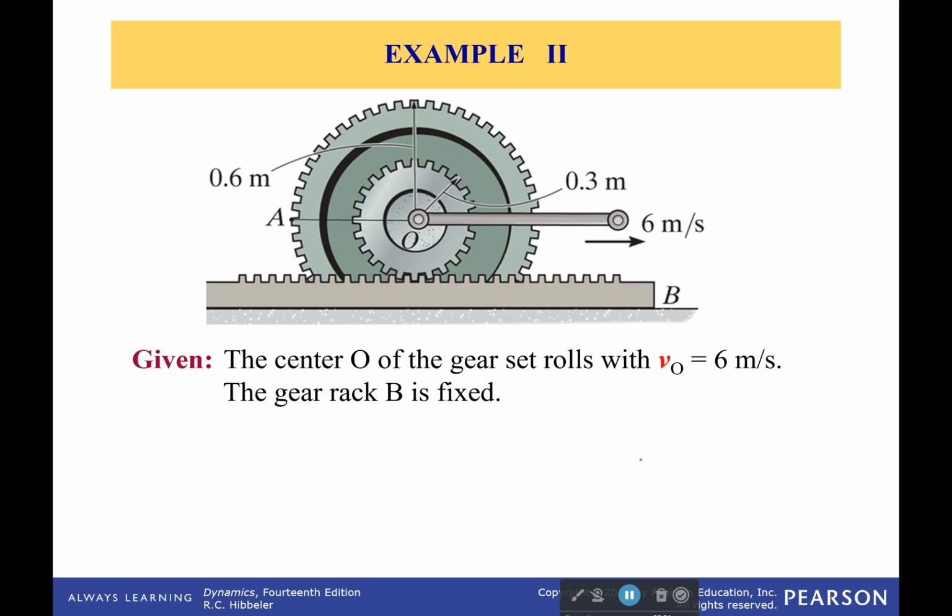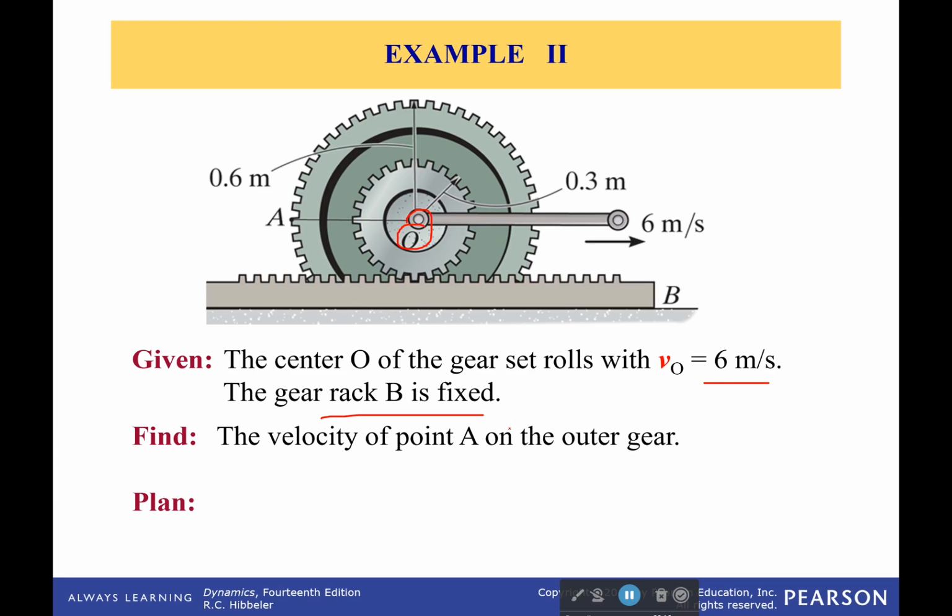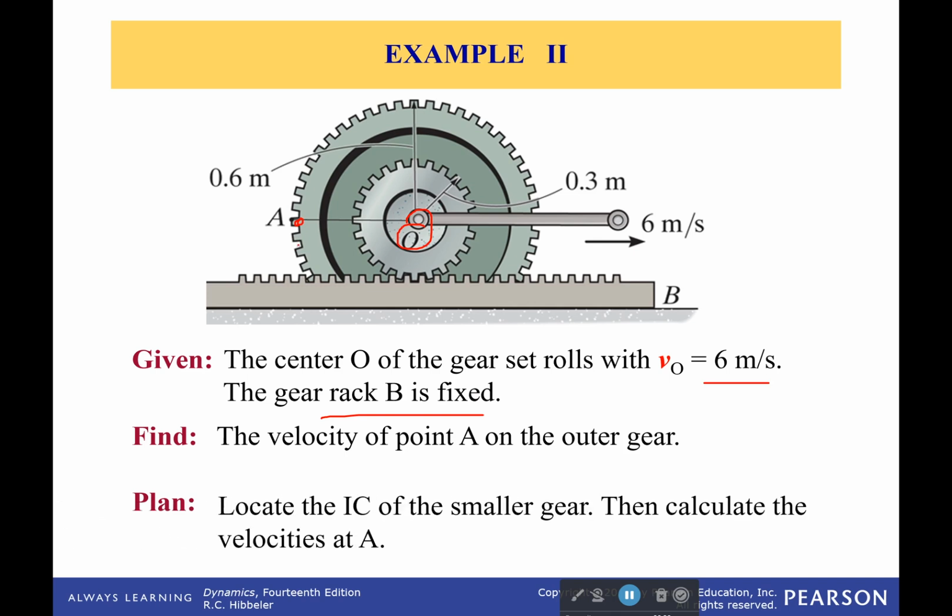Okay, let's try another example this time. So we have the center of this gear, and it is set to roll with a velocity of 6 meters per second to the right. And the gear rack B is fixed. So what are we finding? We're going to find the velocity of point A on the outside of the gear. Point A on the outside of the gear.